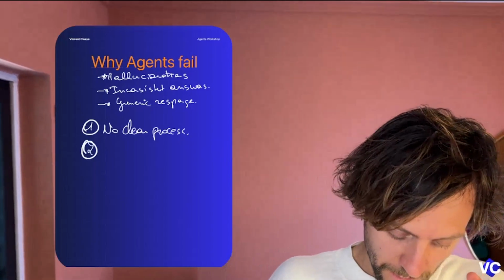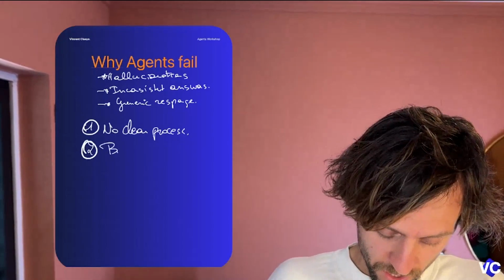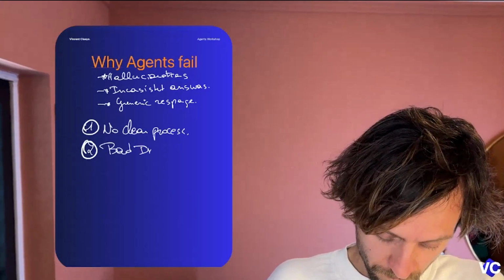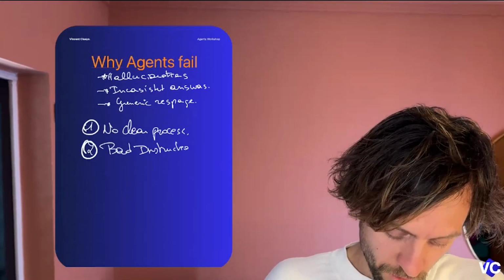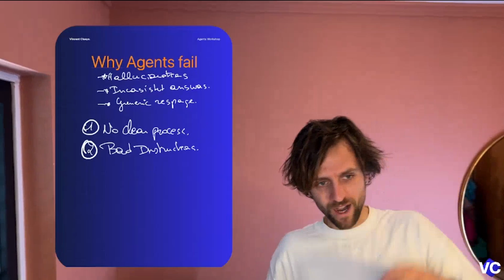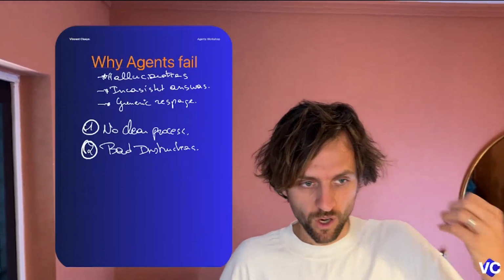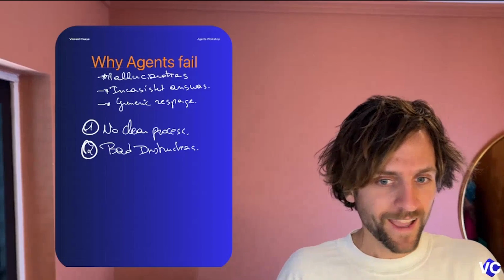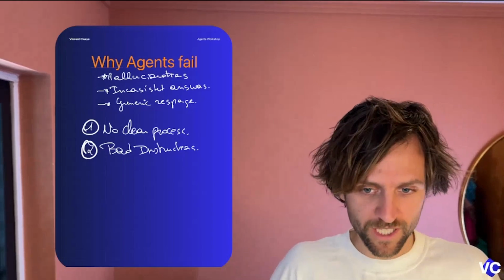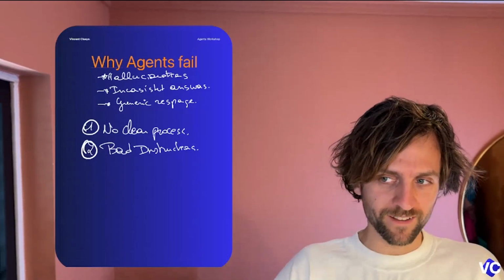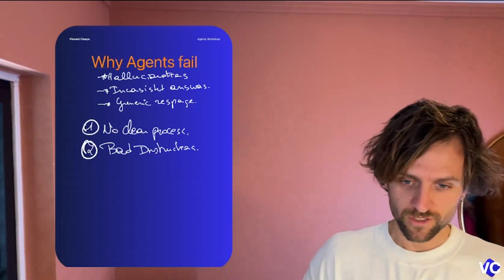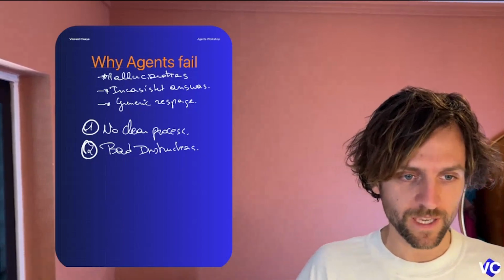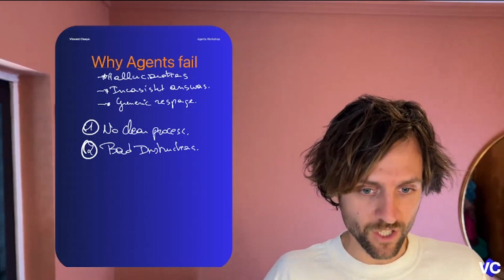Second reason is bad instructions. You really need to see the instructions as the brain of your agent. So if you give contradictory instructions, if you give vague instructions, your agent will fail 100%. It's like hiring somebody and never explaining what the job is, but you expect them to do a lot. It doesn't work like that.